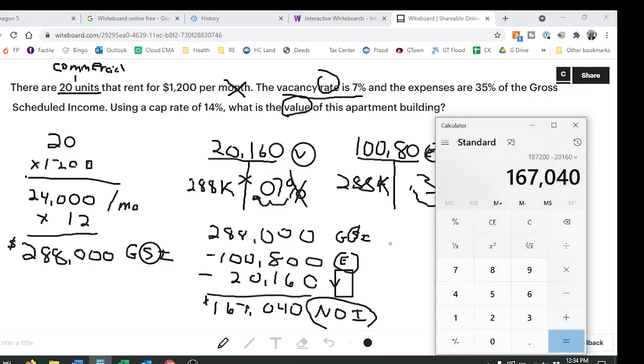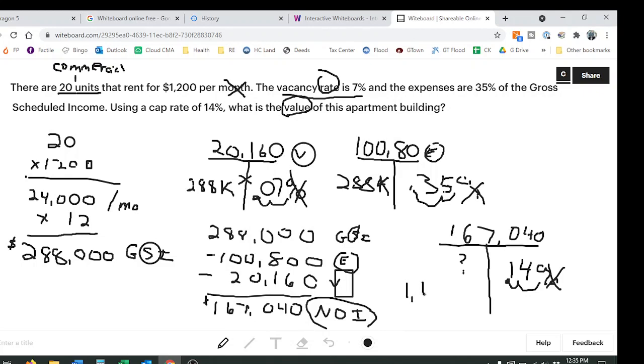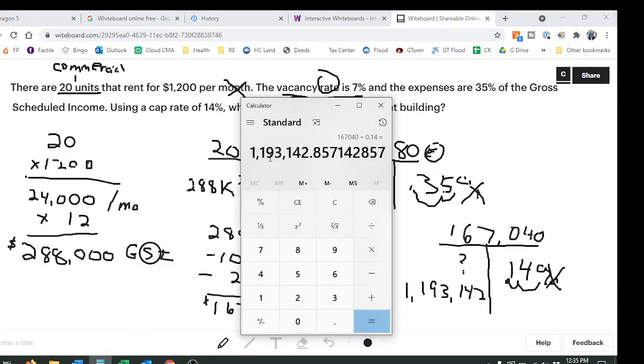Then all I have to do is take my calculator: $167,040 divided by 0.14 equals the value of the business, which is $1,193,142, and then some change after that. I'm not worried about the change. If you round up, it would be 143, but I'm not worried about that. Hopefully, this one helps you for the homework on the capitalization rate questions, and we'll go over this soon.